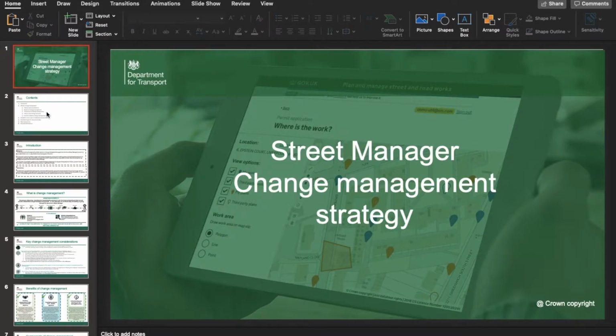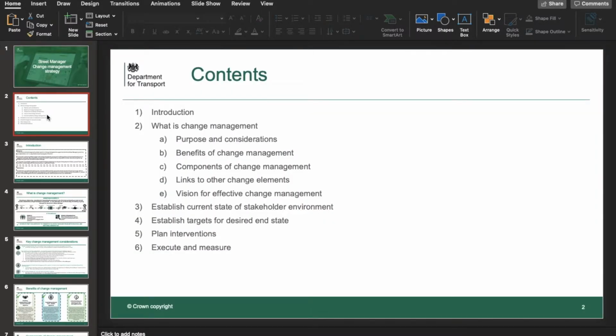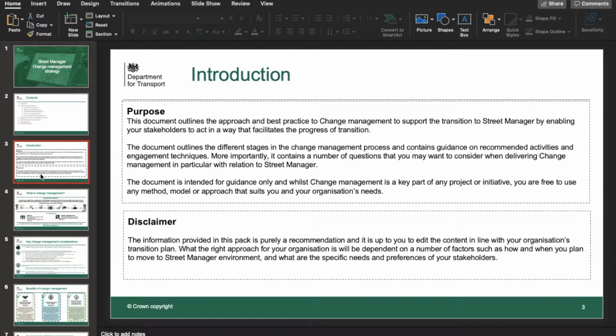So in this video, I will be explaining what we mean by the term change management, what it comprises of, how you can effectively manage a change and why it's beneficial for your project. Then we can move on to how you can better understand your stakeholder environment, defining targets and how you will achieve them. So a quick introduction before we get into the details.